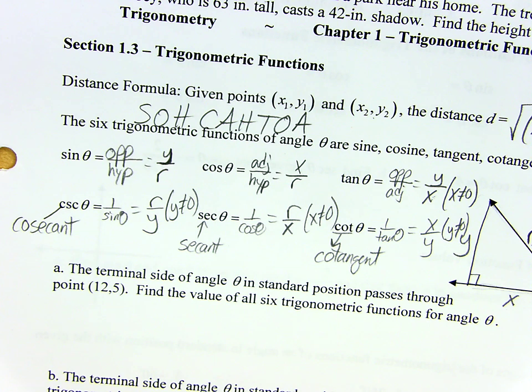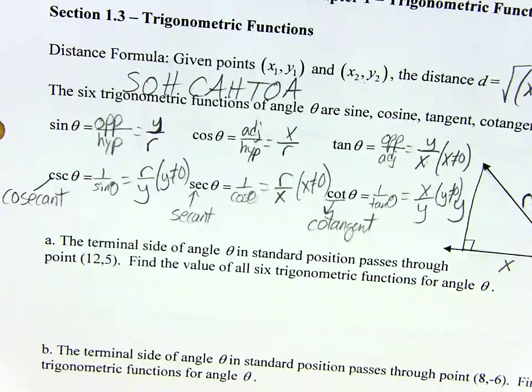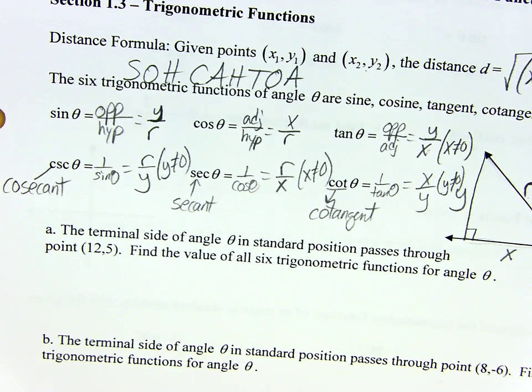Okay, so this has been a lot of information. Let's try and work our way through a problem and see how we apply all this. A says the terminal side of angle theta in standard position passes through the point (12, 5). Find the value of all 6 trig functions for angle theta.